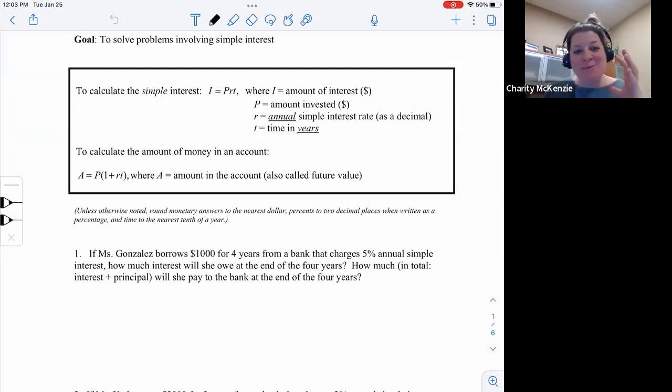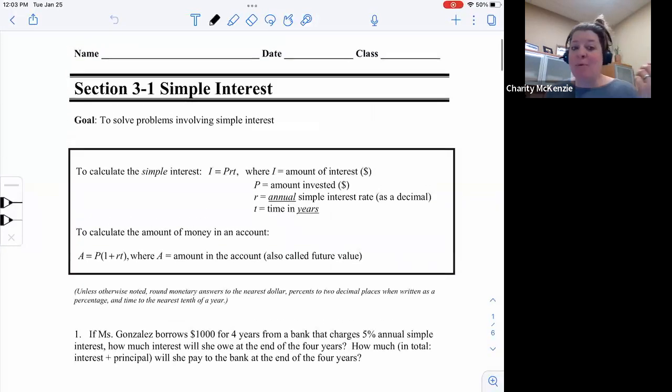So I am going to use my iPad and write on the guided notes for this section. This section is 3.1, simple interest. We're starting this section on the different interest formulas, which if you've taken your economics, you could have seen these. They're also in Math 1000 if you happen to take that course. But let's go through this.